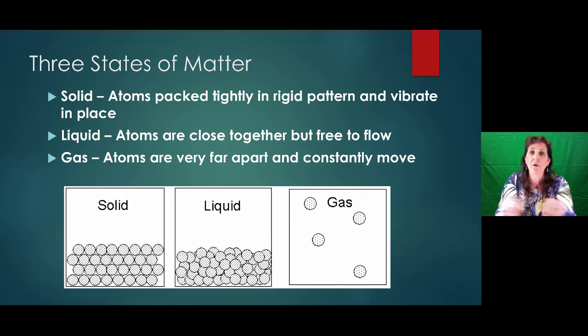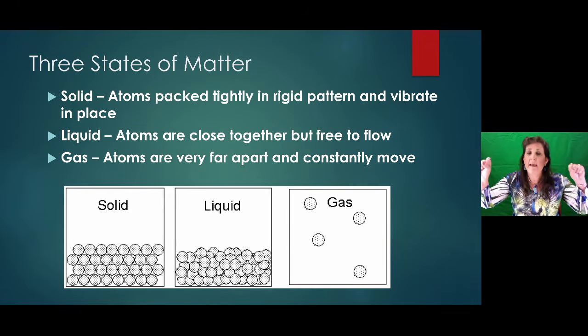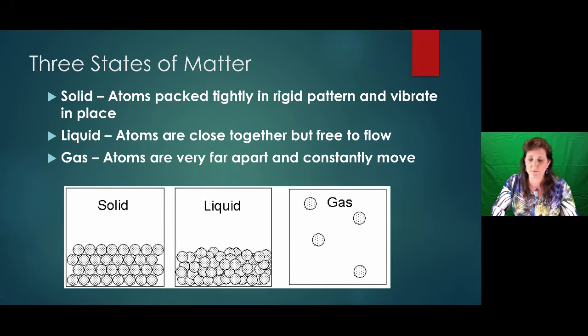Liquids. The atoms are also close together and touching, but they are free to flow and roll around each other. In the gas, the atoms are far apart with lots of empty space in between them. They constantly move in straight lines until they hit something, and then they bounce off and go in a different direction. But atoms are very, very far apart in a gas. There's lots of empty space in between them. So you can see from those pictures what I've been describing.